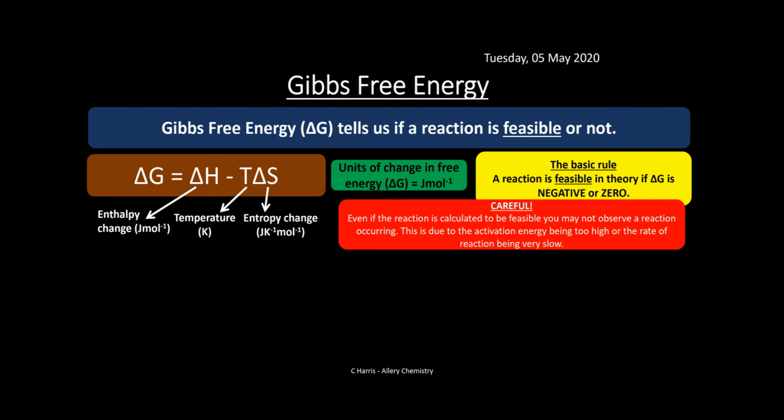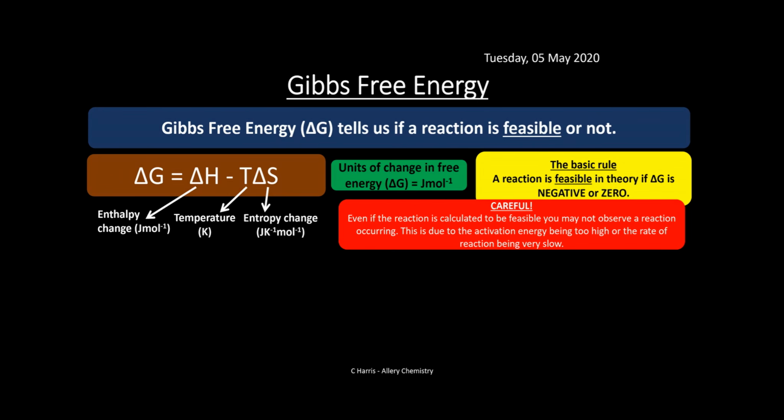What we've got to be careful of, though, is that even if a reaction is calculated to be feasible, you might not observe a reaction actually occurring in front of your eyes. And this may be because the activation energy is too high, or the rate of reaction is very slow. So you've got to remember, when we looked at enthalpy diagrams back in year one chemistry, you've got to have enough energy for a reaction to happen at all. You've got to have enough to breach the activation energy. And just because Gibbs free energy says it's feasible, it may not be.